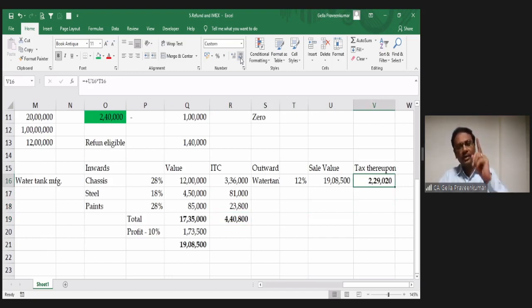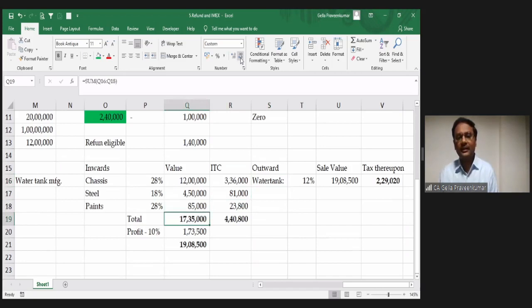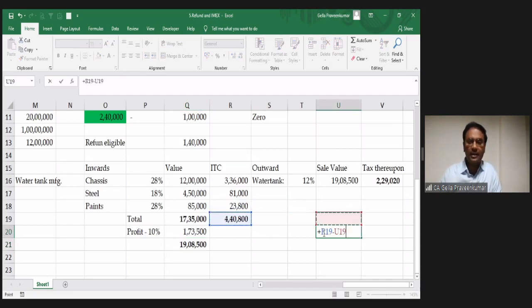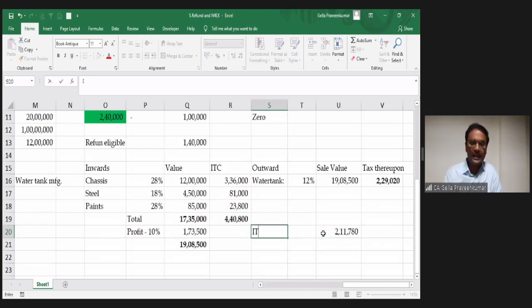For one item of water tank, I repeat, for every unit of water tank I manufacture, my cost is going to be 17 lakhs. My sale value is 19 lakhs. I have my turnover higher than my purchase. Department cannot say you are cheating or you are hiding anything. I'm selling it at 19 lakhs. All along I have a profit. But if you see here, my ITC, which is getting accumulated, is to the extent of 2,11,000 per unit. This is my ITC accumulation per unit.